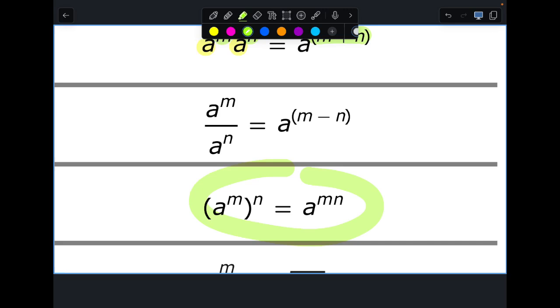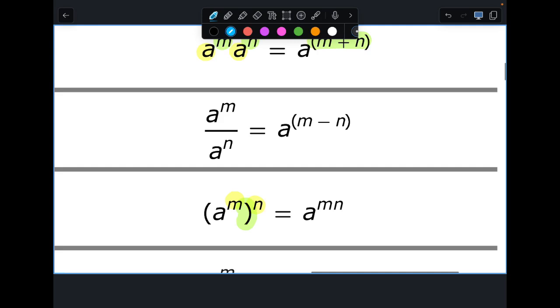Because it's in parentheses. Because you see parentheses, right? The parentheses is separating your exponents. So when you have parentheses, it tells you to distribute or multiply. So you multiply your exponents. The third rule that we learned last week was the quotient rule.